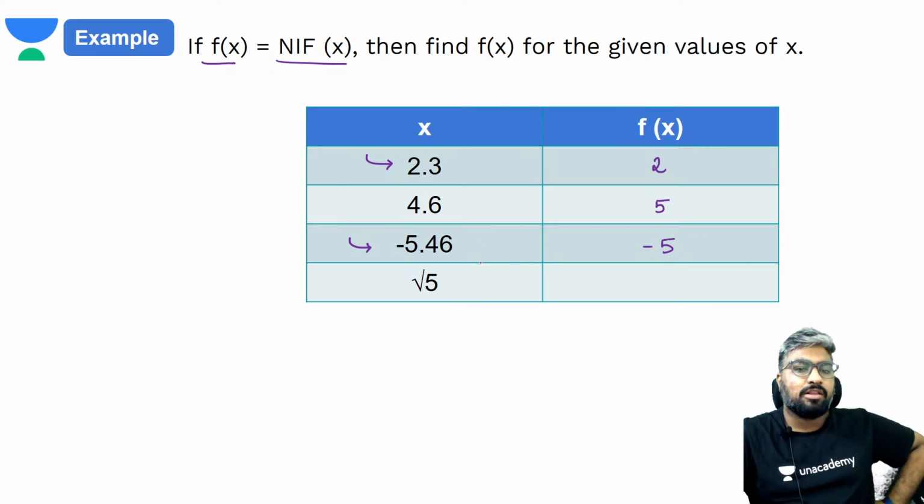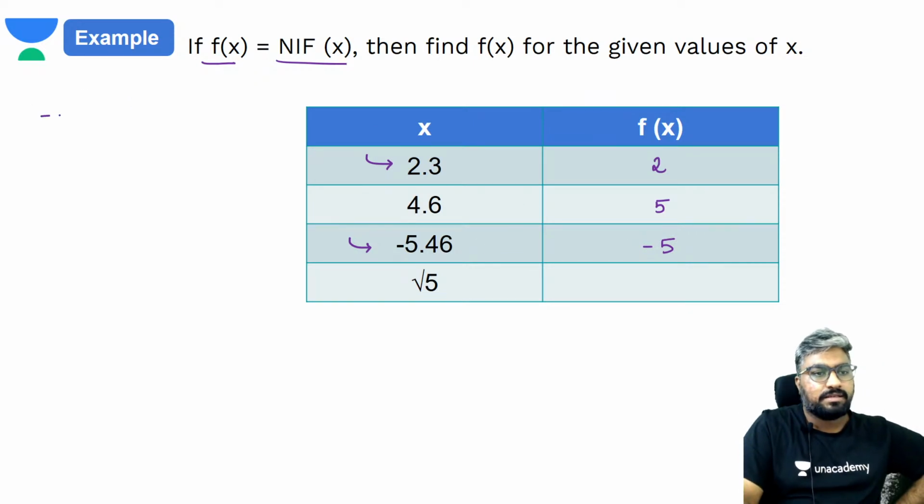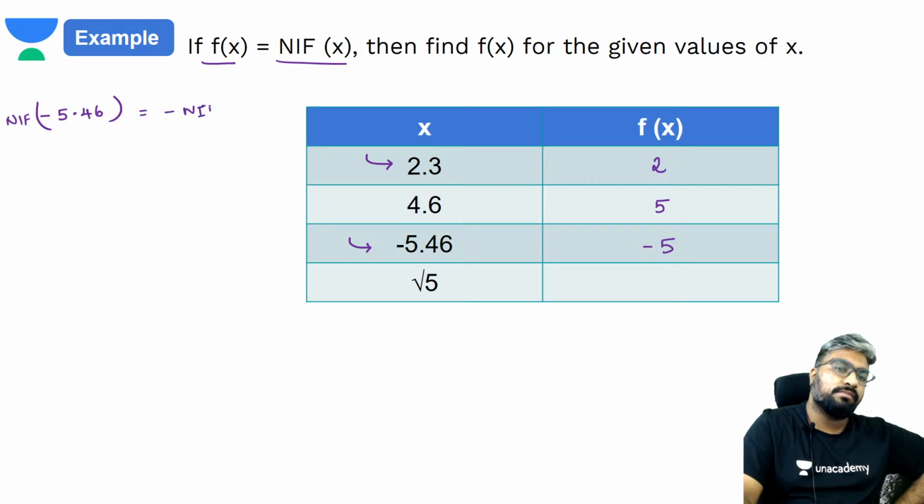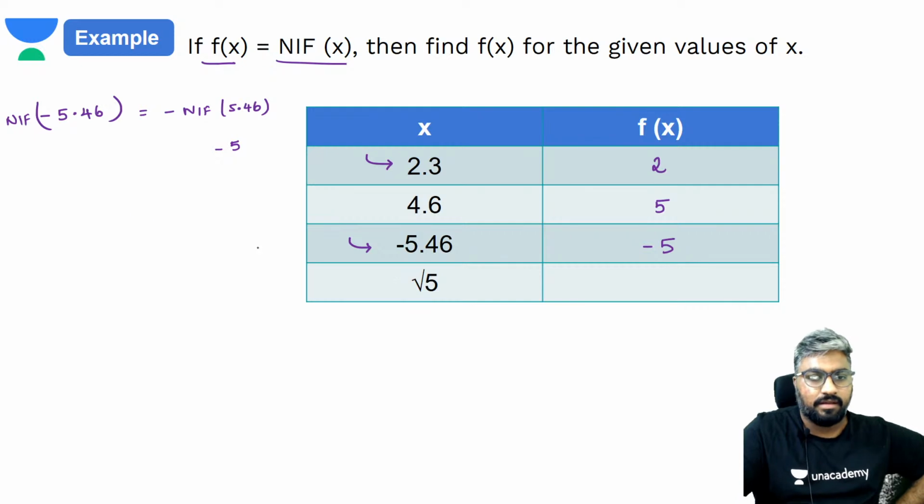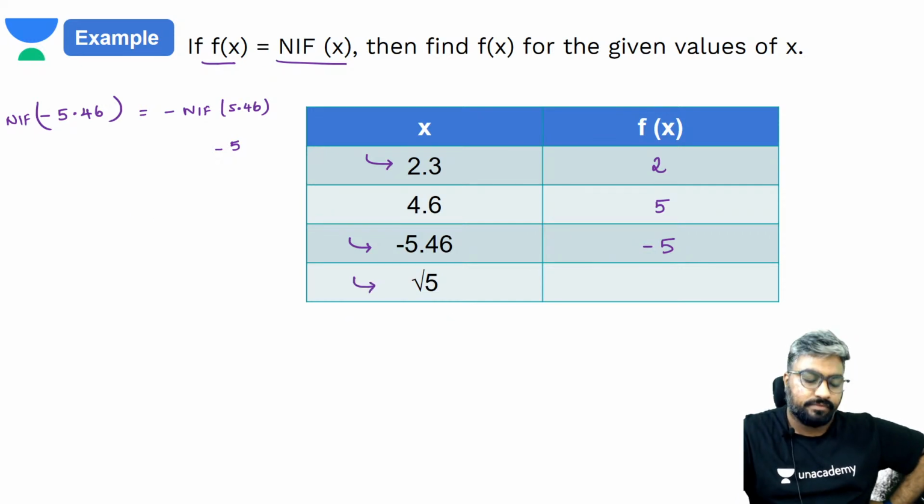If it is minus, you don't have to do anything. The nearest integer function of minus 5.46 is basically what? Minus of the nearest integer function of 5.46. Yes, if that is 5, then what did it become? Minus 5.